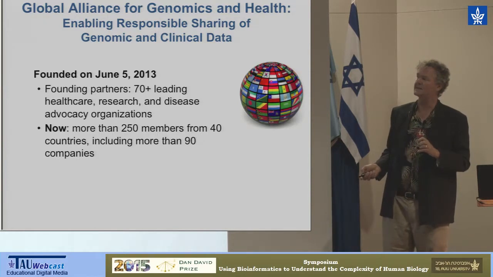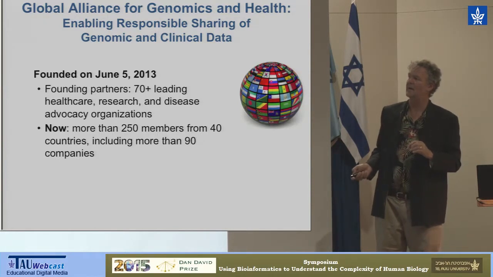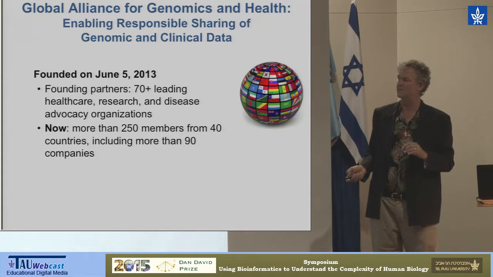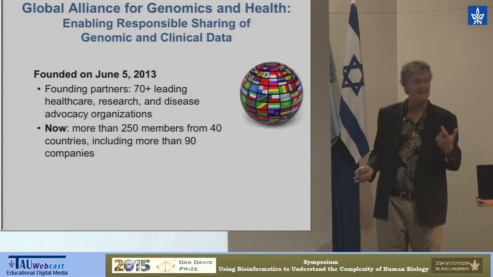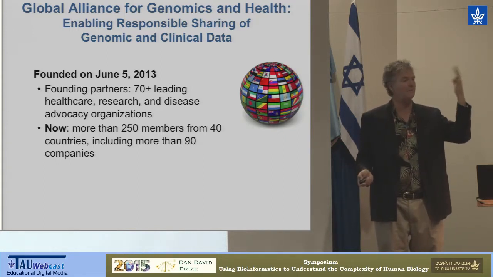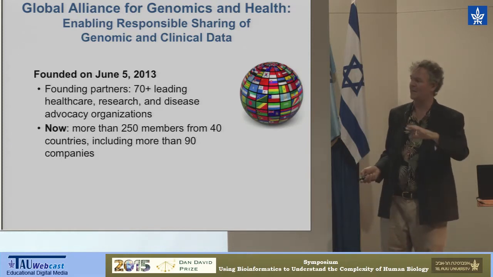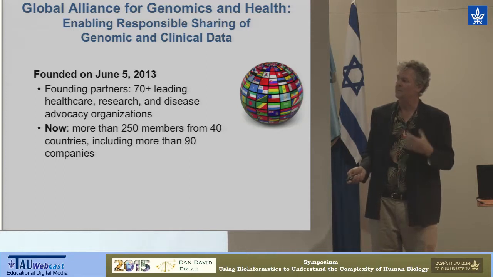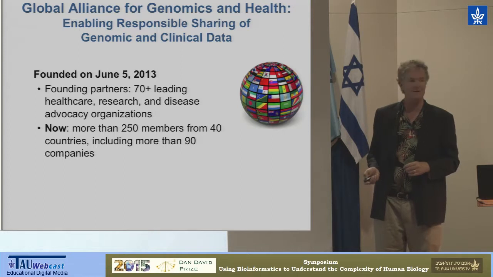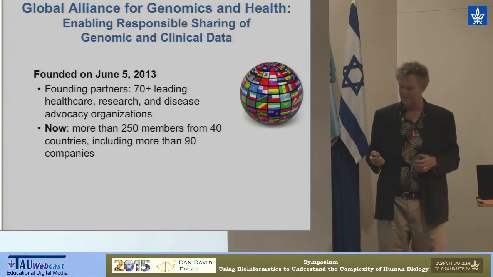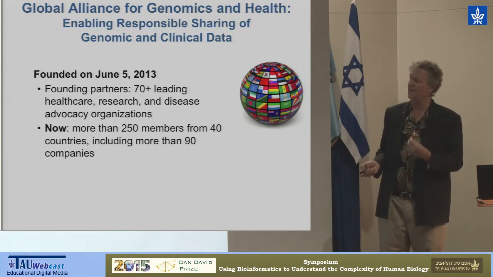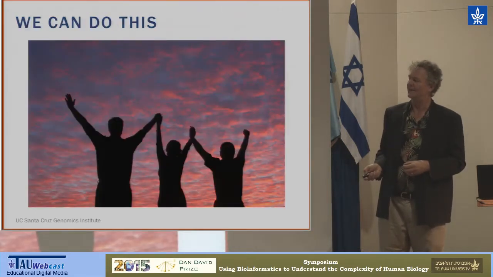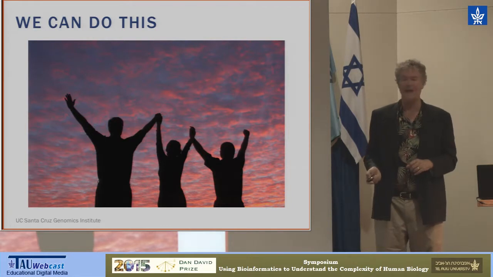The Global Alliance is now successful. We have more than 250 members from 40 organizations. That's 90 companies, so Google, Amazon, Microsoft, all of the biotech companies, pharmas are joining. Big institutes like the largest cancer center in the US, MD Anderson, and so forth, have joined. So we have the framework, we just have to execute on it at this point. And again, I'm hopeful. We can do this.